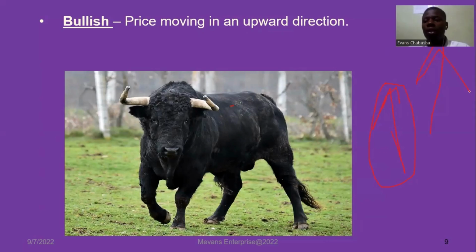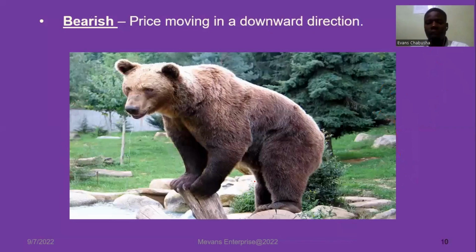Why do we call it bullish? If you look at the way the bull fights, when it has acquired its target, it usually tosses the target up using its horns. That action is what we are describing when you're in the market, bullish, from the way the bull fights.